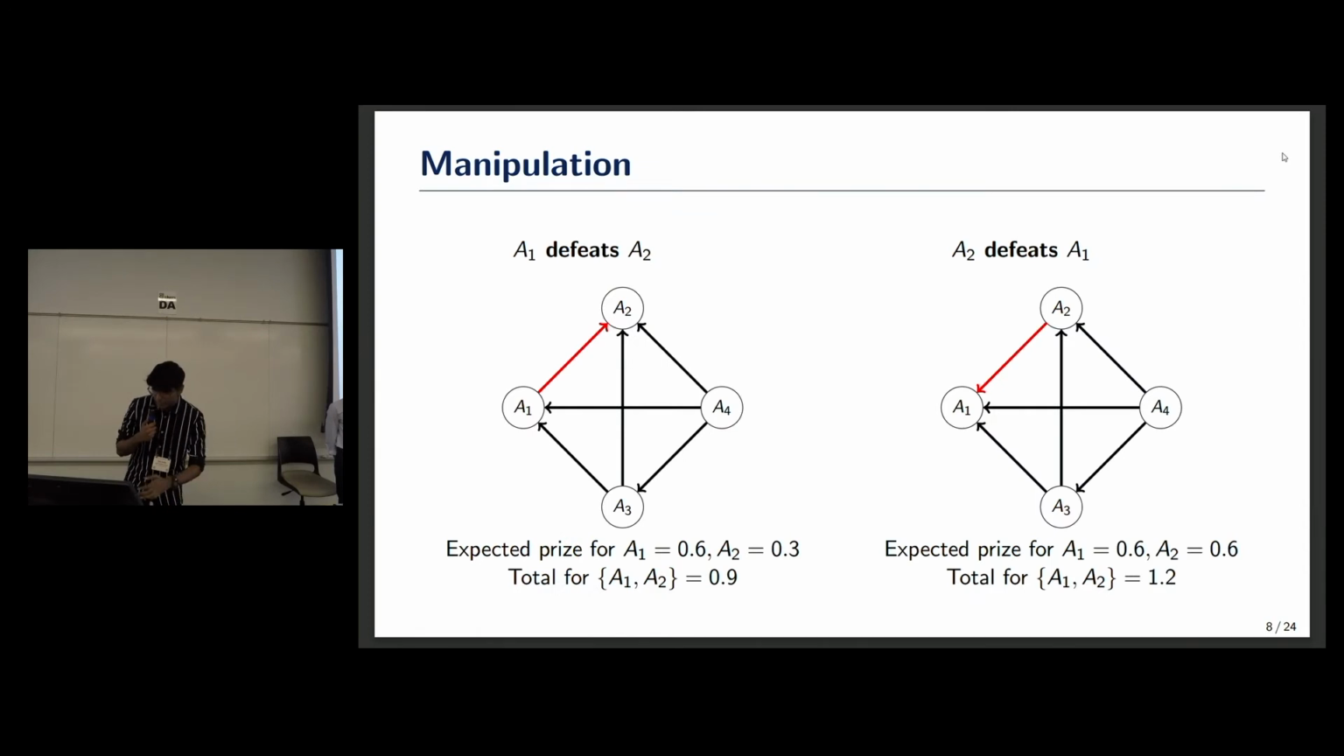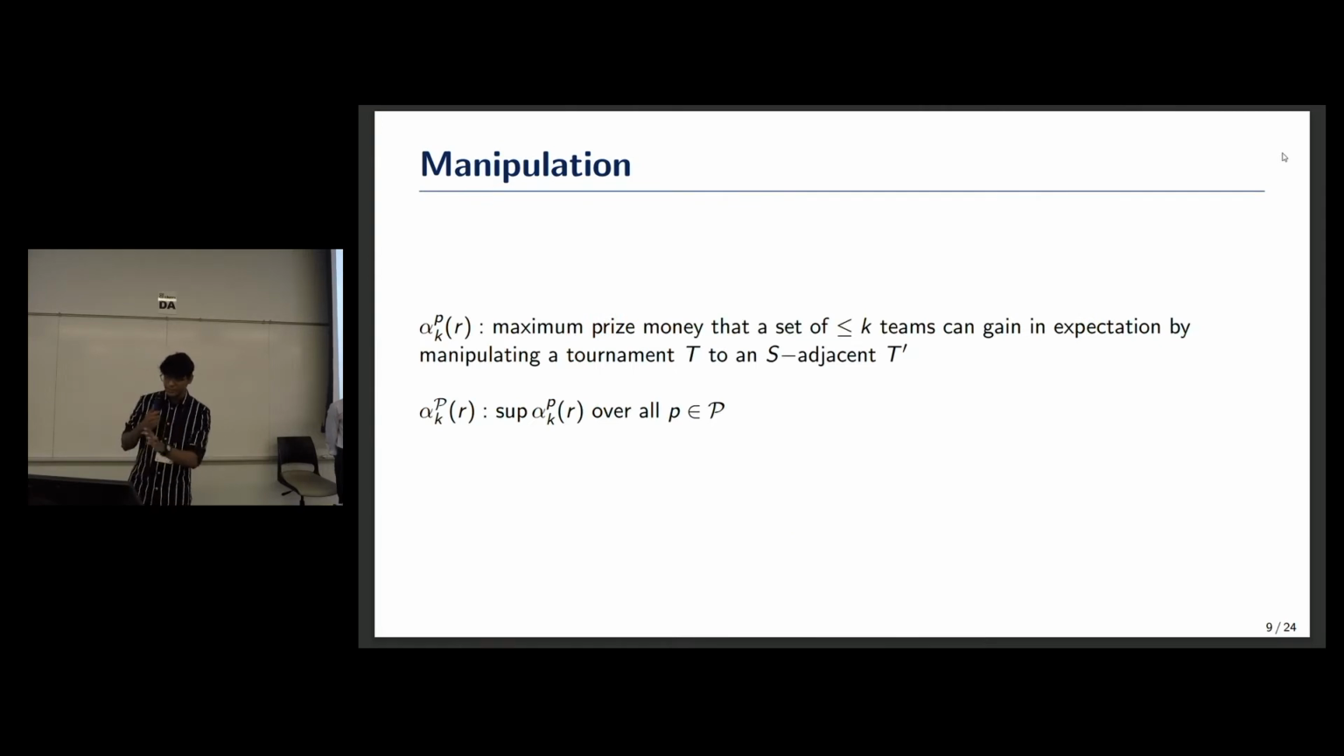So in this example, a set of 2 teams was able to increase their total expected prize by 0.3. So this alpha KPR would be at least 0.3. And we're also interested in results over a set of prize vectors, or all possible prize vectors. So when we replace P by the set P, we mean the supremum of alpha KPR over all possible prize vectors P within that set.